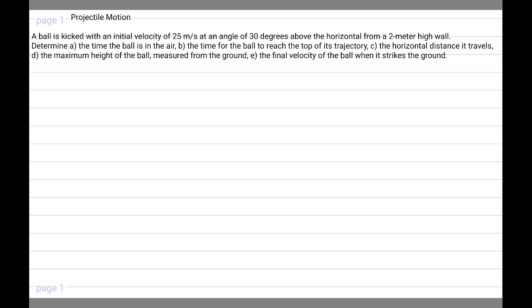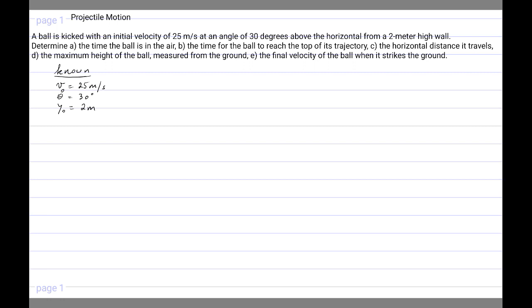So let's get into the habit of writing down our knowns, our known quantities, and then our unknowns and the equations that we're supposed to be using. So the things that we know is that the ball is kicked with an initial velocity of 25 meters per second. So V initial is 25 meters per second. And the angle that it makes with the horizontal is 30 degrees. So let's call this angle theta, and it's 30 degrees. We also know that it's being kicked from a height of 2 meters. So call this height y naught, 2 meters.